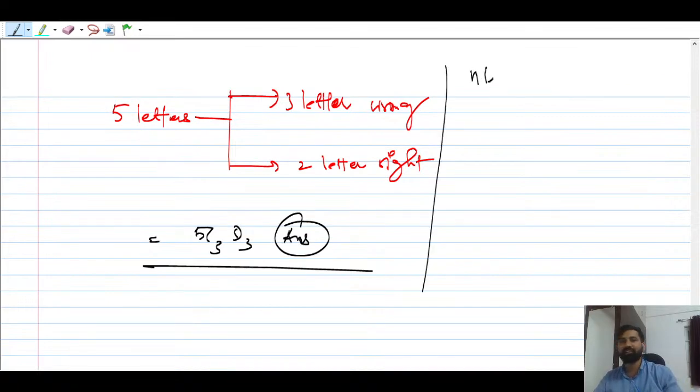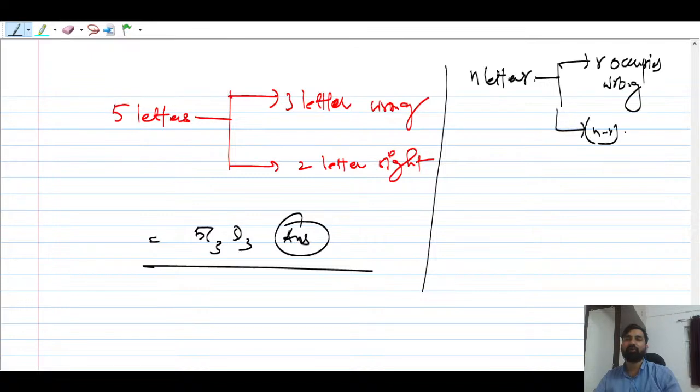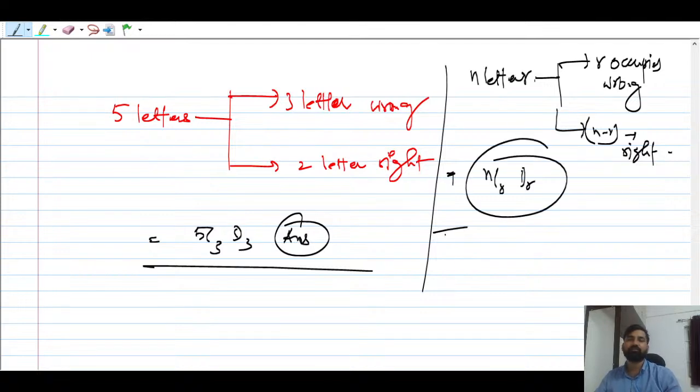Okay, so you can generalize here. Suppose there are n letters. Out of n letters, r occupy the wrong envelope, and n minus r occupy the right one. So what will the answer be? nCr Dr. I hope this makes sense. So this is how we do derangement, right?